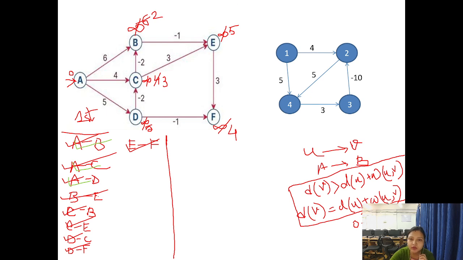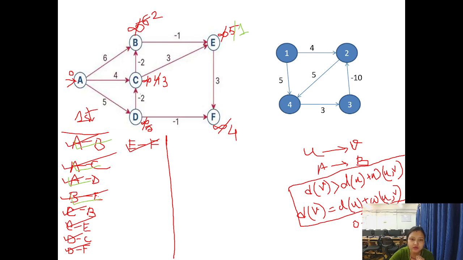Next is B to E. The distance of E is 5 and if we consider B as U, then the distance of U is 2 and the associated path cost is minus 1. So 2 plus minus 1, that is 2 minus 1, 1. Now 1 is minimum. So we will update with 1. So we are done with B to E.